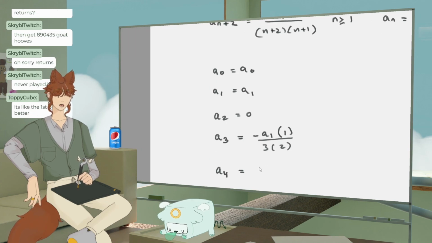Equals negative a2, which is 0, is the issue.